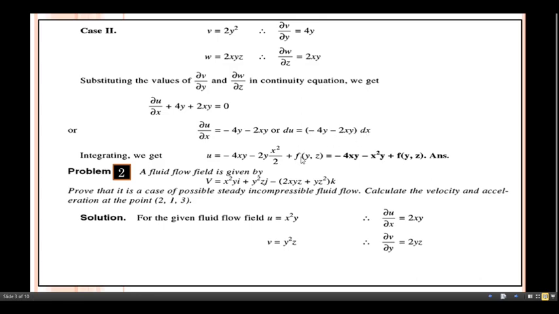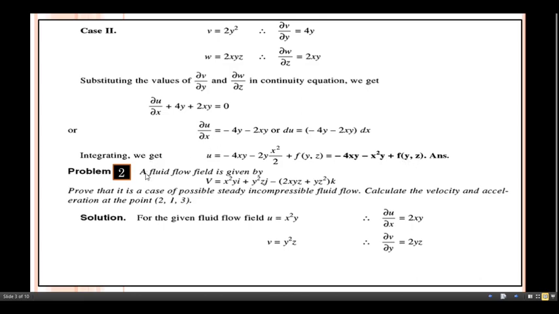Again, since we integrated with respect to dx, the constant term cannot be a function of x, meaning it is a function of y and z, that's why I wrote it here. Now this is nothing but the velocity component along the x direction, that is u equals minus 4xy minus x squared y plus a function of y and z.